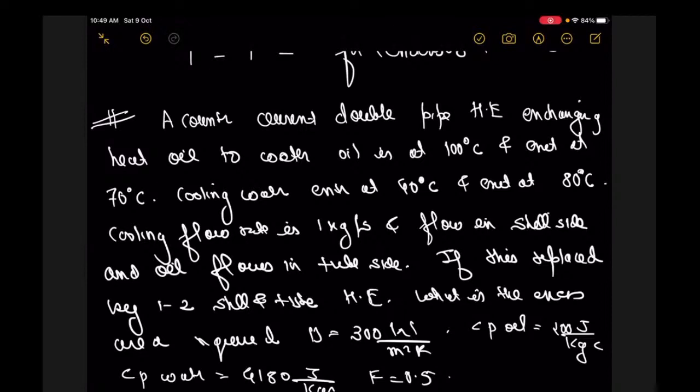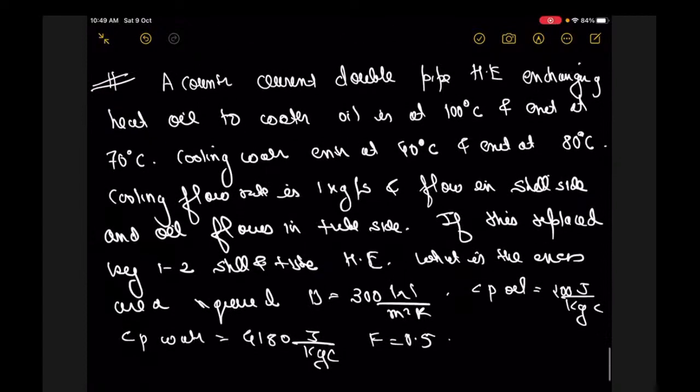Solve this question. You have to calculate how much excess area will be required. First you can easily calculate the LMTD of 1-1. As the correction factor is given, you can calculate the LMTD of 1-2 also.